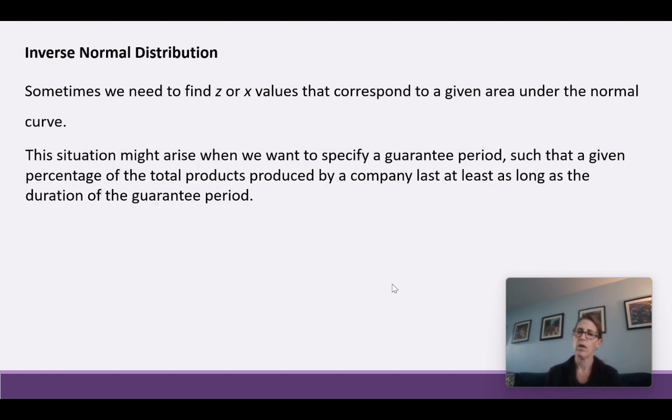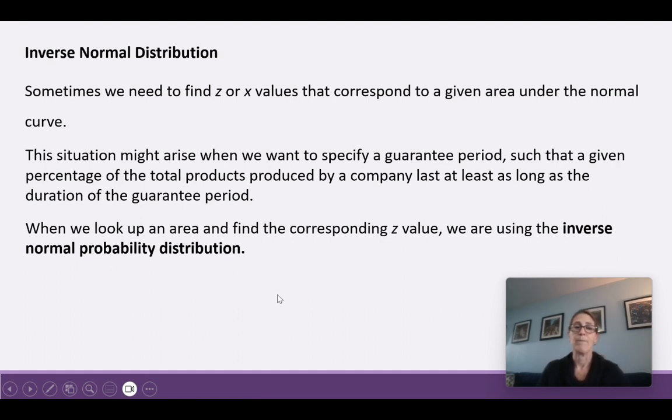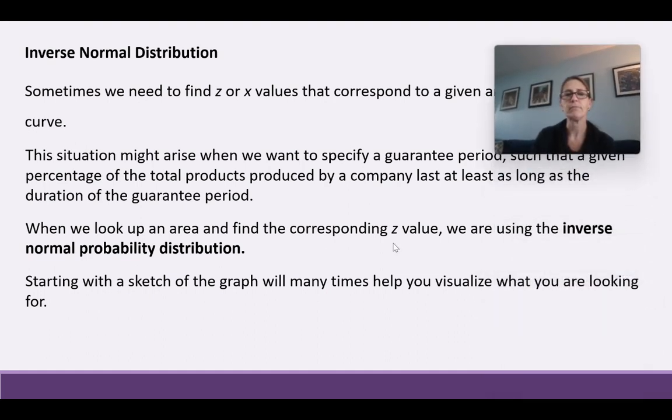We did this before with our uniform and exponential distributions, where we would find the critical value, often with a percentile involved, like what percent of products last as long as this. Sometimes it's given as a percentile, which is really just a percentage or a probability. But when we look up an area and find the corresponding z-value, we're using the inverse normal probability distribution. We used to have to use big tables for this. It's good to sketch a graph so that you can see where you think that value is going to be.